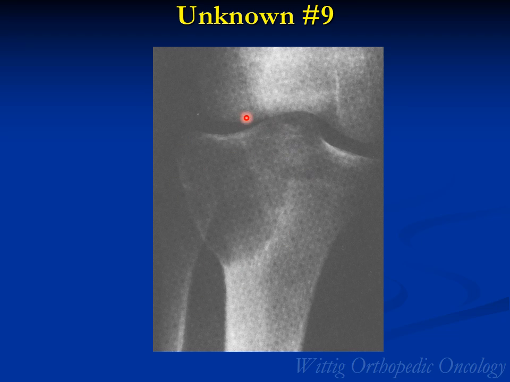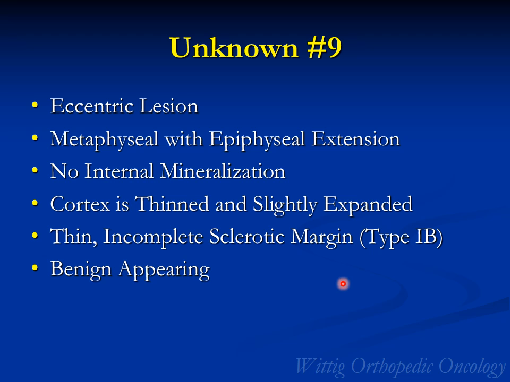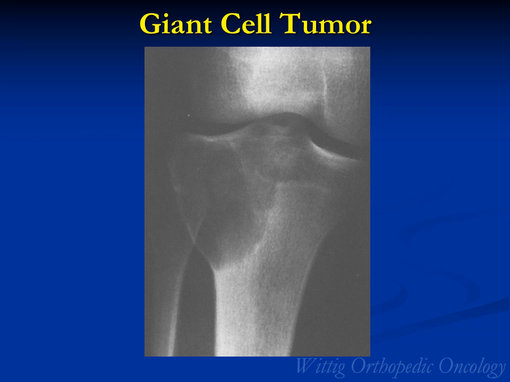Unknown number 9. It's a radiograph. Here's the lesion. This is the proximal tibia. Eccentric lesion in the proximal tibia. It arises in the metaphysis and extends into the epiphysis. There's no internal mineralization. The cortex is thinned and slightly expanded. There's a thin, incomplete sclerotic margin, a type 1B, and it's benign appearing. It's a geographic pattern of bone destruction. It's in a skeletally mature adult. This is a giant cell tumor of bone.